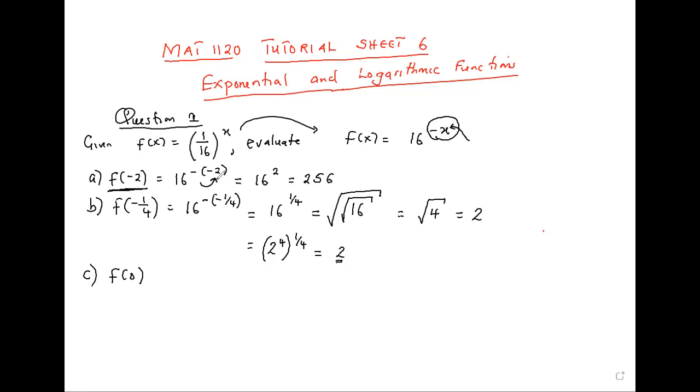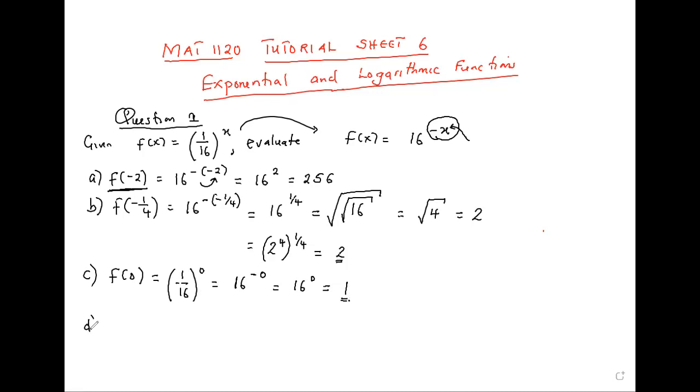Okay, cool. We got f of 0. F of 0 is 1/16 to the power 0. Or we use the latest one, 16 to the power negative 0. But 0 doesn't care about signs, so it still remains 0. And any number raised to power 0 is 1, apart from 0 itself.